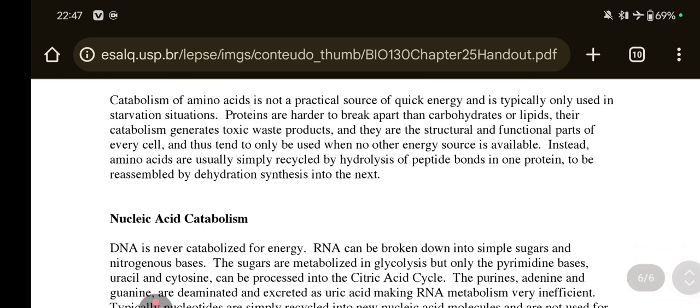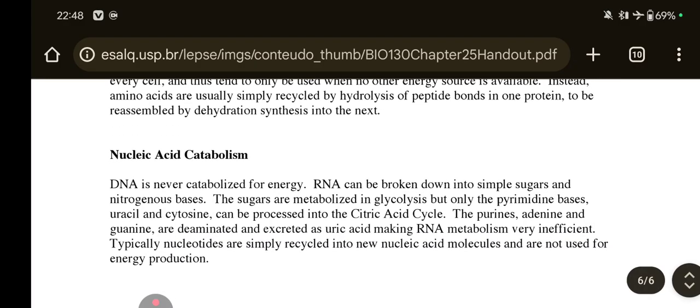Instead, amino acids are usually simply recycled by hydrolysis of peptide bonds in one protein to be reassembled by dehydration synthesis into the next. Nucleic acid catabolism. DNA is never catabolized for energy. RNA can be broken down into simple sugars and nitrogenous bases.